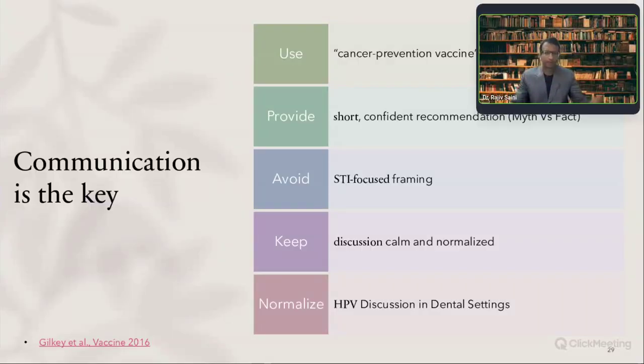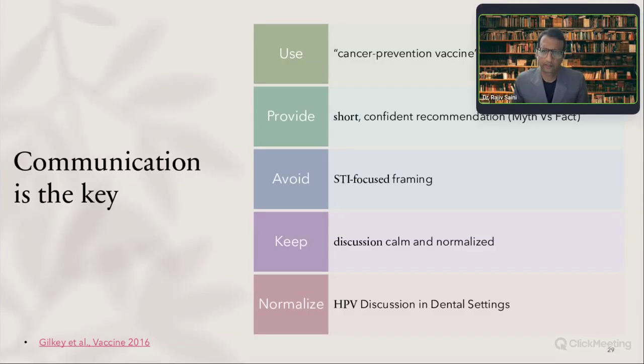Also, I want to mention that communication is the key. When a patient is sitting in a dental chair, how we communicate to the patient is very critical in making the person accept your thought process. Use cancer prevention vaccine wording so that the patient feels more confident. Try to give a short, confident recommendation. Always try to give facts with numbers so that they do not sense that you are pushing someone, and include a comparison between myth versus fact.